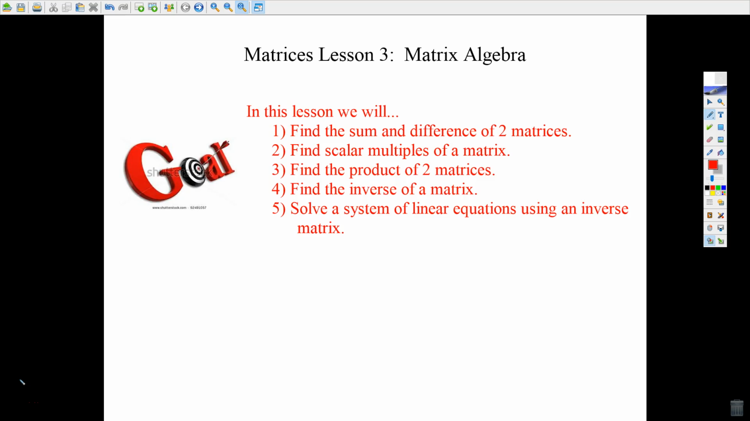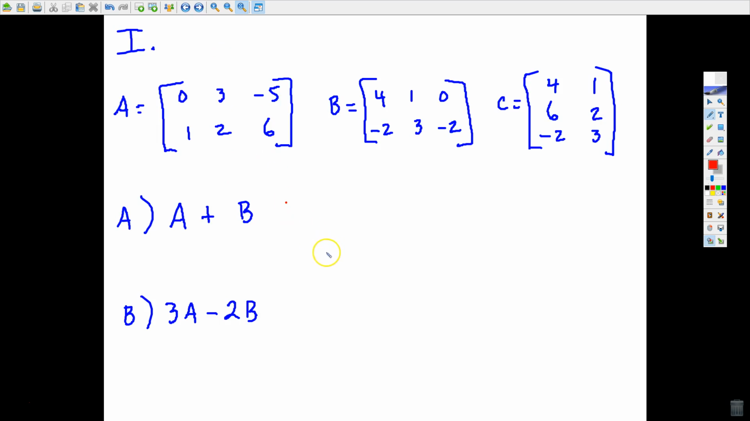Okay, so today we are in our third lesson in this topic of matrices and matrix algebra, and there are several things that we're going to do that are going to be helpful. None of this is overly difficult, but it is important if you're going to work with matrices in the future. So we'll start off with some really easy stuff: how to add or subtract two matrices.